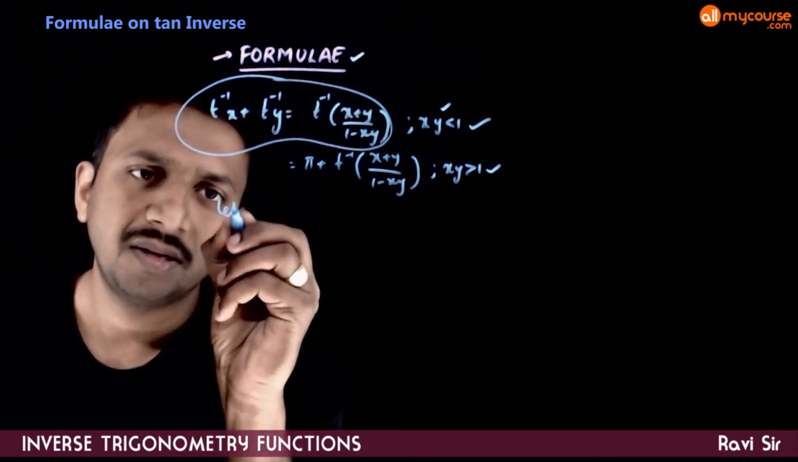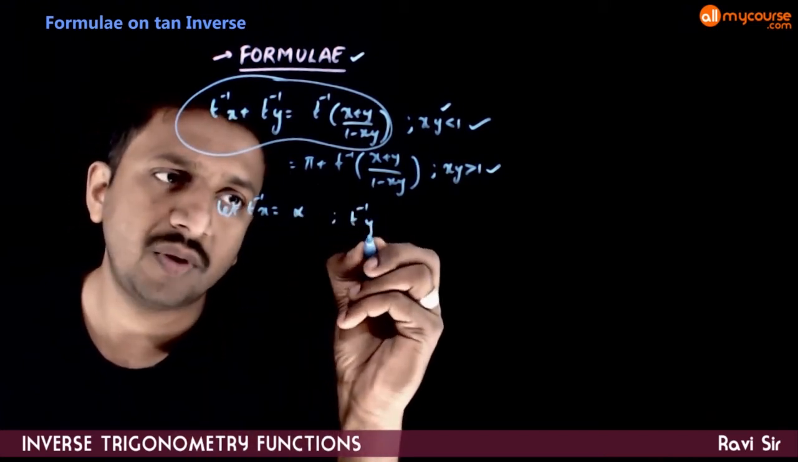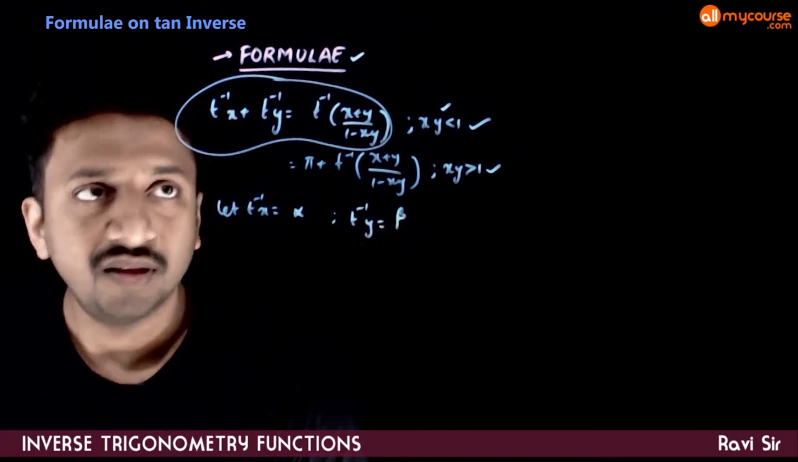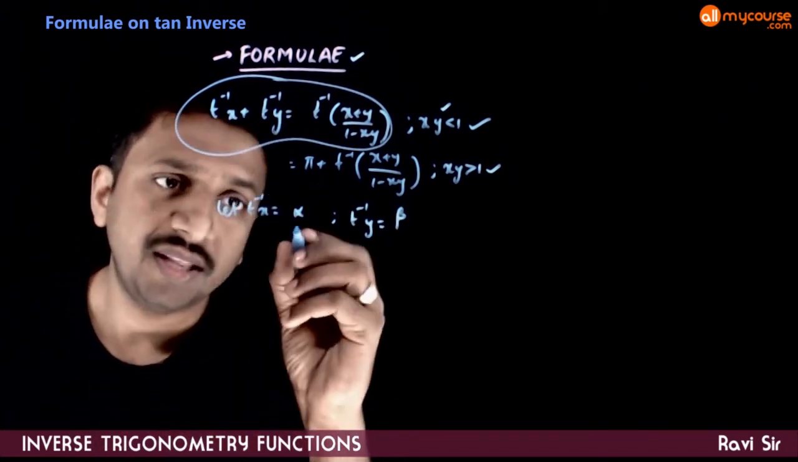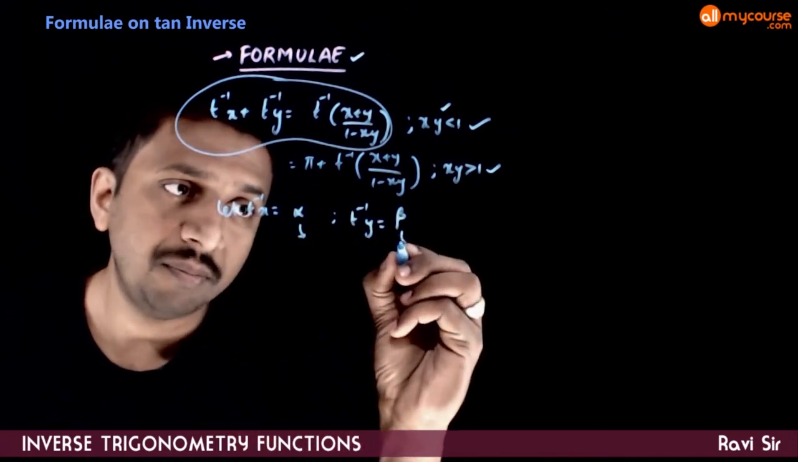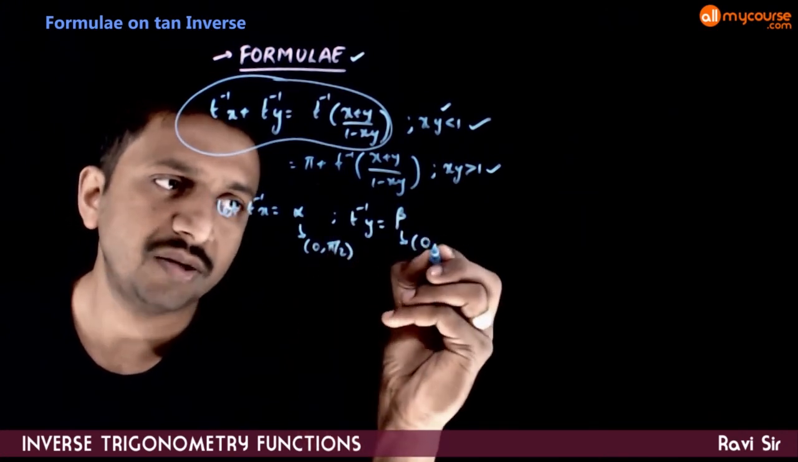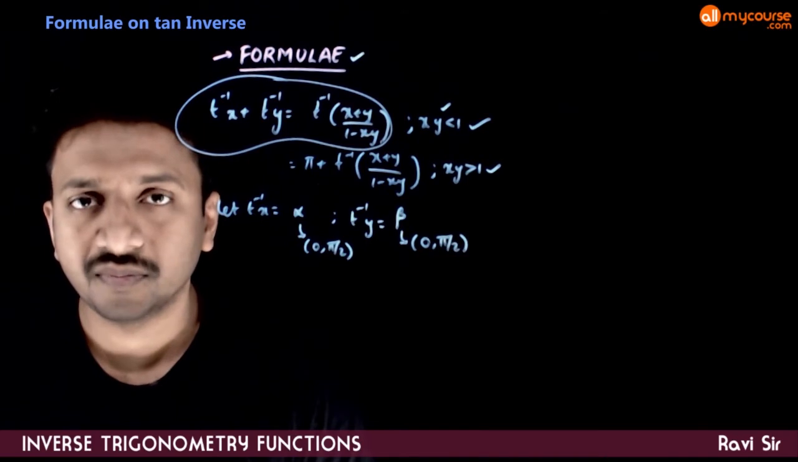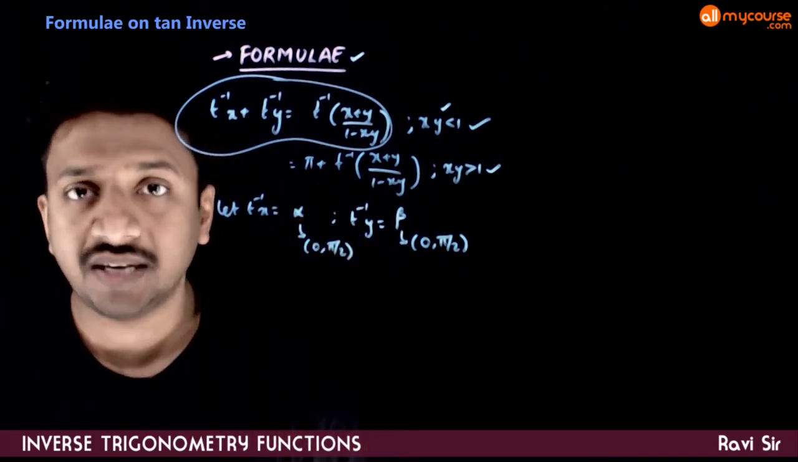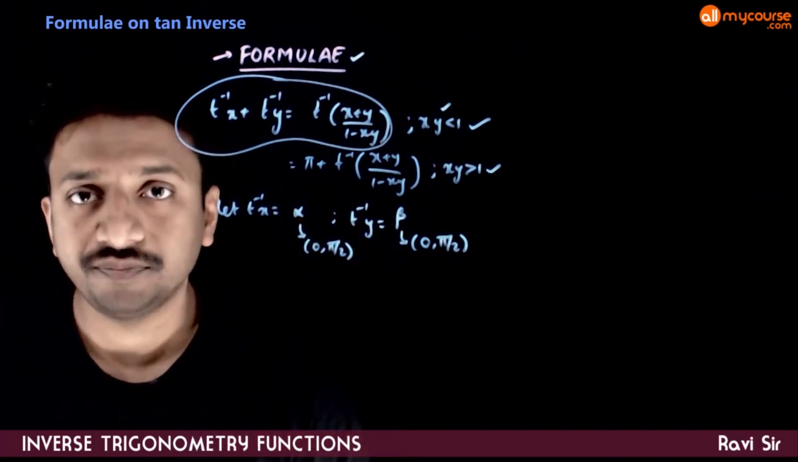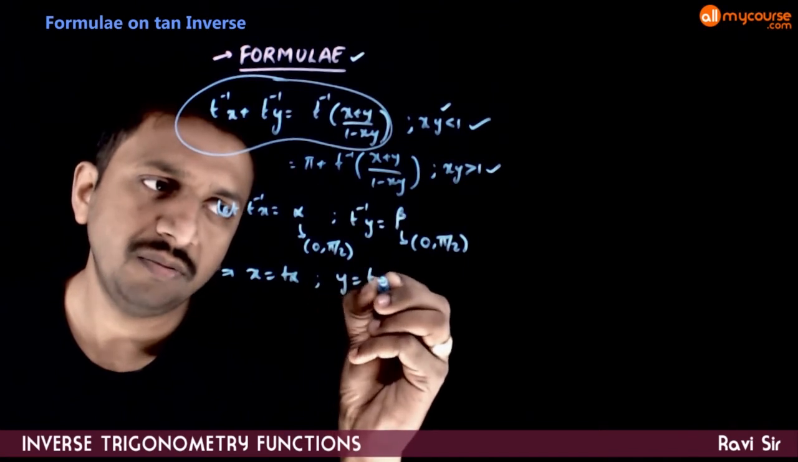So first, let tan inverse x be equal to some angle alpha and tan inverse y be equal to some angle beta. We have assumed that both x and y are positive. That means alpha is an acute angle, beta is also an acute angle. That is, alpha is in between 0 to pi by 2, beta is also in between 0 to pi by 2. Because a positive number is going inside tan inverse, the answer will be in the first quadrant. So this implies x is equal to tan alpha, y is equal to tan beta.